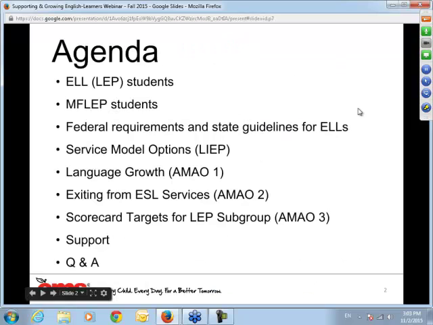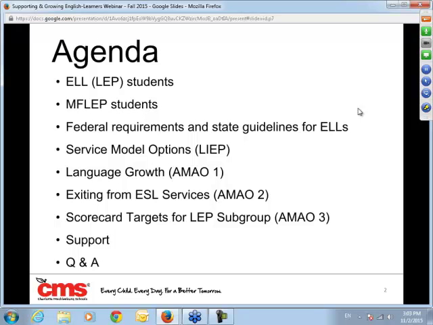All right, our agenda for this webinar is we're going to talk about ELLs, LEP students, Limited English Proficient. We're going to talk a little bit about MFLEP students, or Monitored Former Limited English Proficient students. And those are those students who've graduated from the program, but we still want to make sure that we're supporting them as they were recently LEP. We're going to get into federal requirements and state guidelines for ELLs. We're also going to look at 3 different service model options that you can use for ELLs at your school.